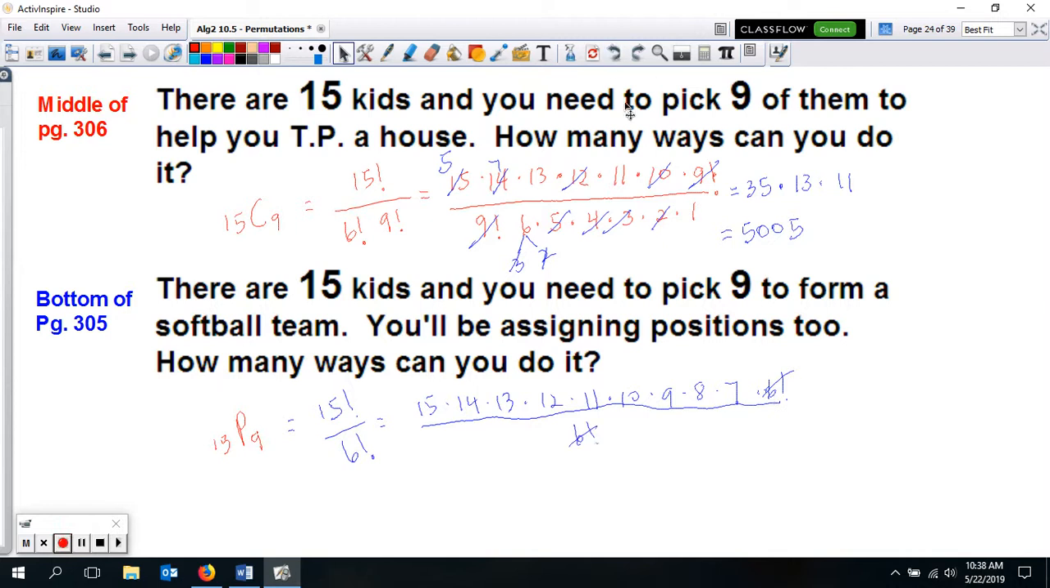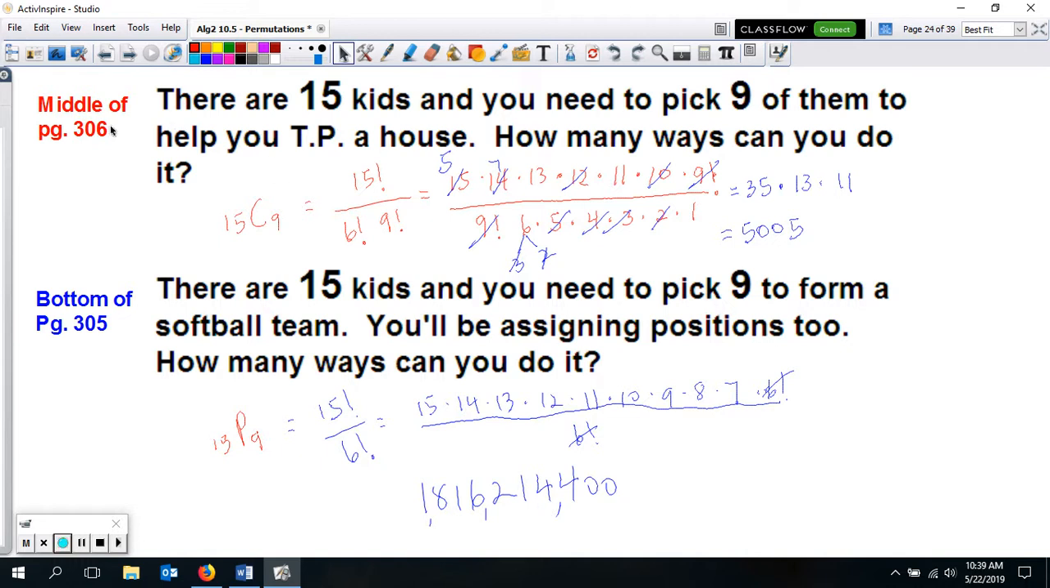And you can cross that out with the 6 factorial on the bottom. So now you just got to multiply all these numbers together, 15, 14, 13, all the way down to 7 on your calculator, and that would tell you that you have a lot. This would be 1,816,214,400 ways to do that. So that would be your answer for this one.